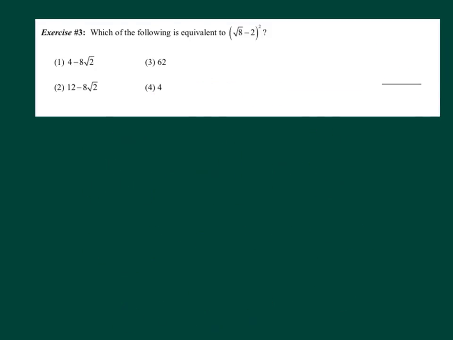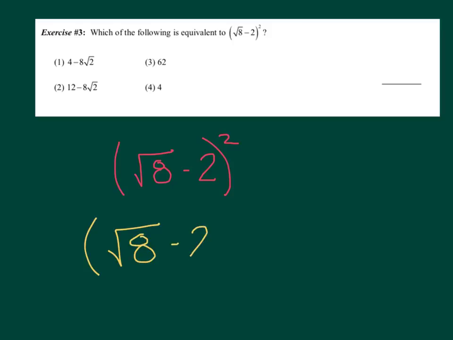Exercise 3. Which of the following is equivalent to this quantity, radical 8 minus 2 squared? So hopefully the first thing you're saying to yourself is, what does squared mean? Well, squared means you have that written down twice. So make sure you rewrite it twice. All right. At this point, why don't you pause it, do your FOIL, and then play it back and see if we've got the same 4 numbers. So just pause it, FOIL it out, and see what you get.